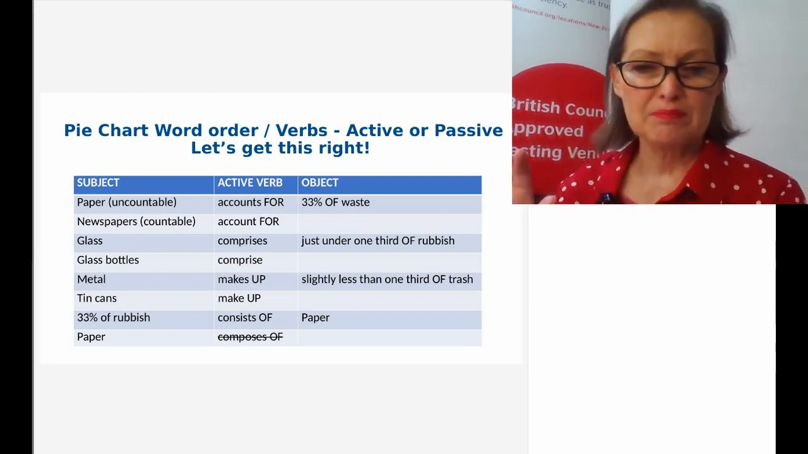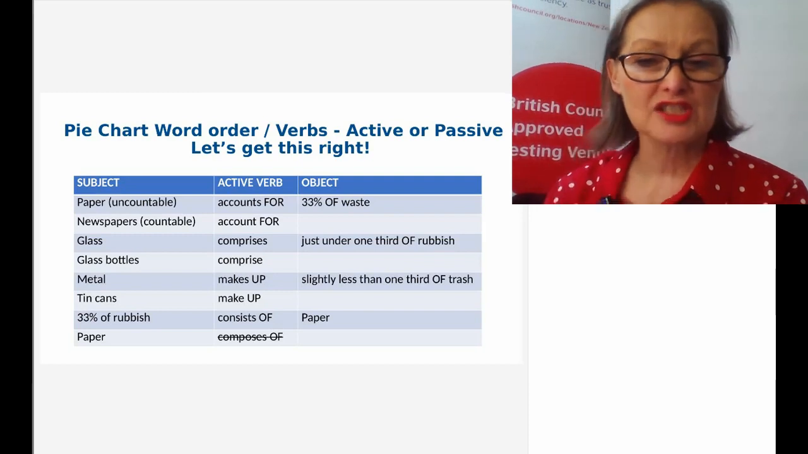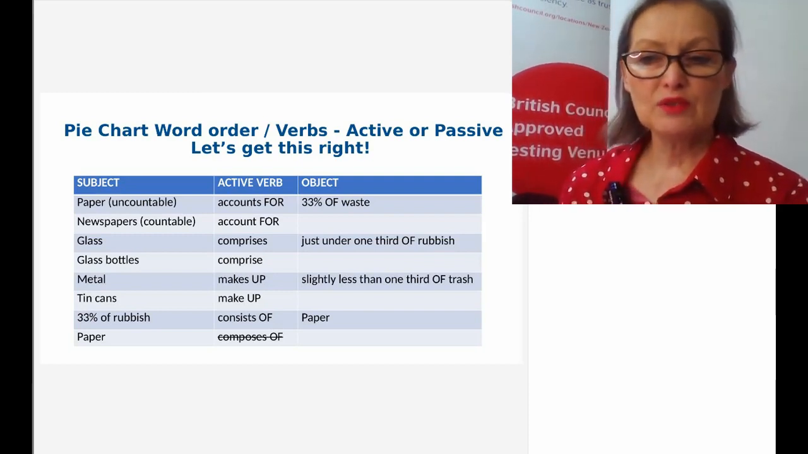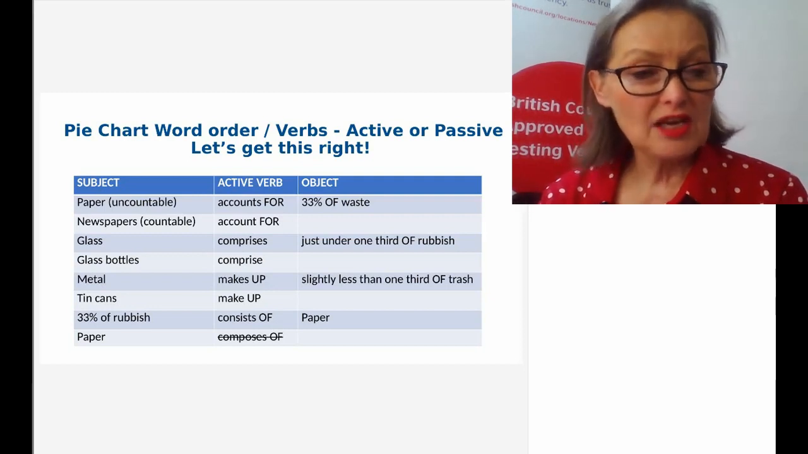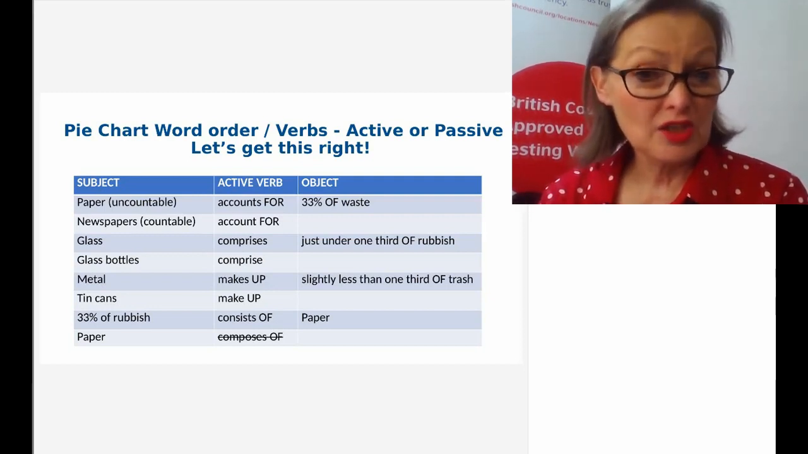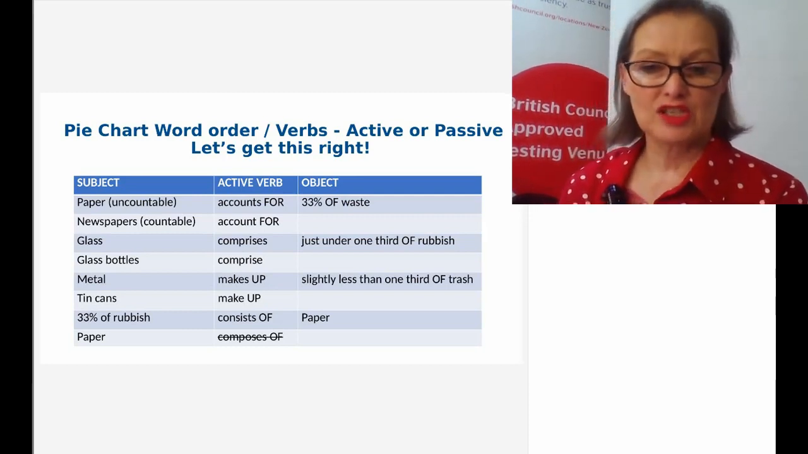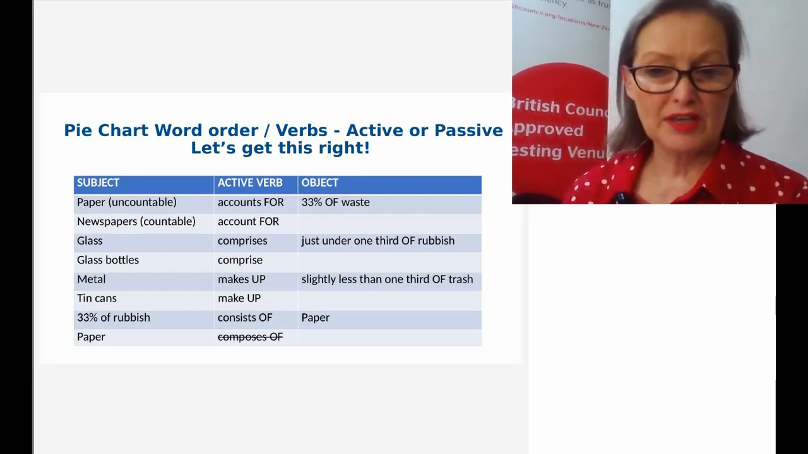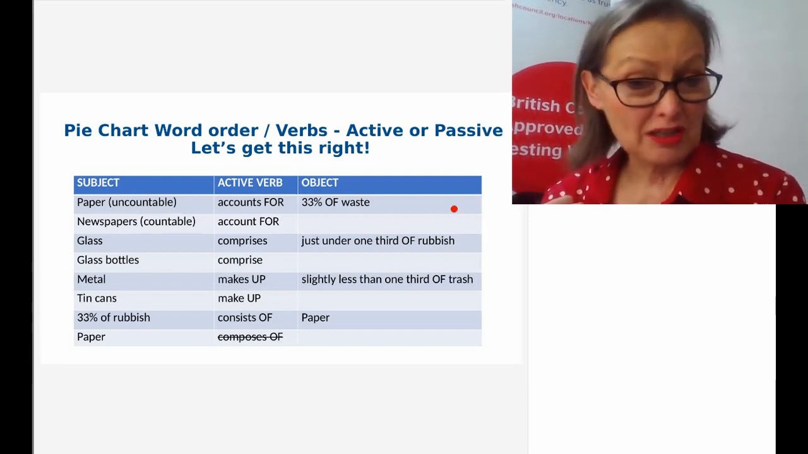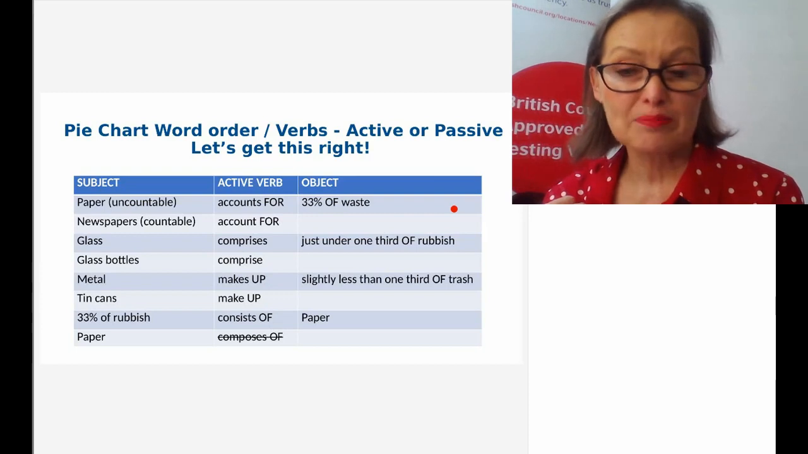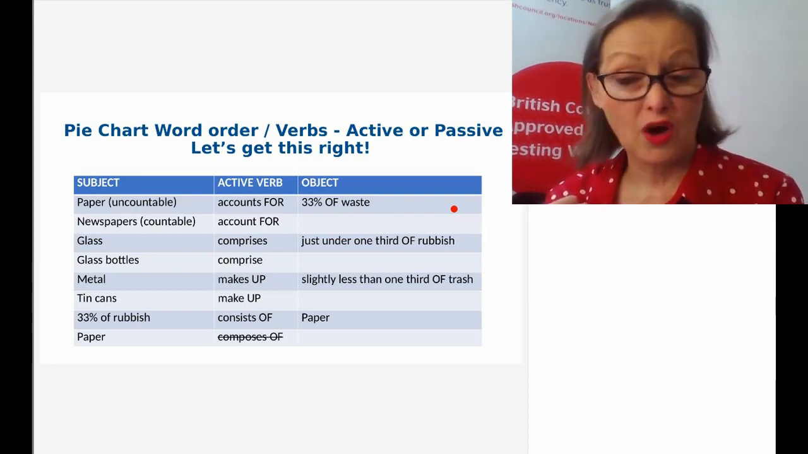This is probably one of the biggest mistakes that students make. It's one of the most difficult things to iron out. But if you're aware of it and you practice looking for this, you practice noting this, you can actually edit your own writing and make sure that you've got the correct form of the verb. Then we would talk about glass, uncountable. Glass comprises just under 1/3 of rubbish.